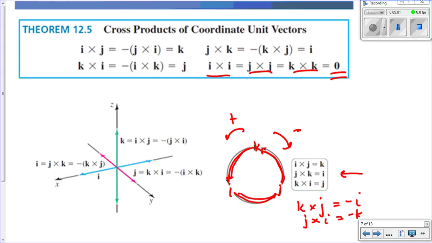So now let's see how we can use those. What I want to do is to actually find some way to represent a cross product using components of a vector.